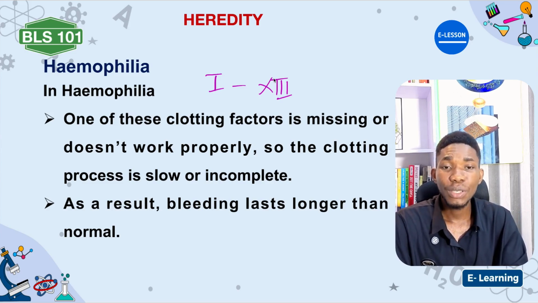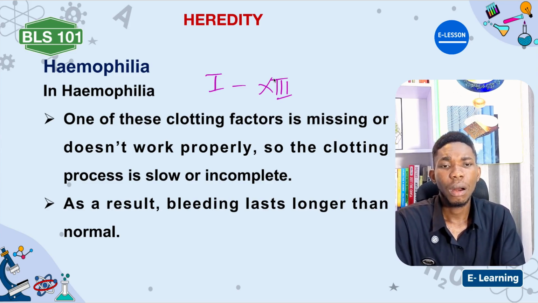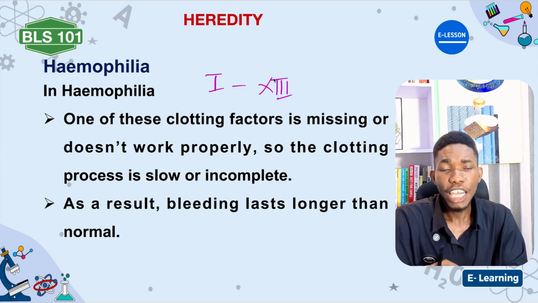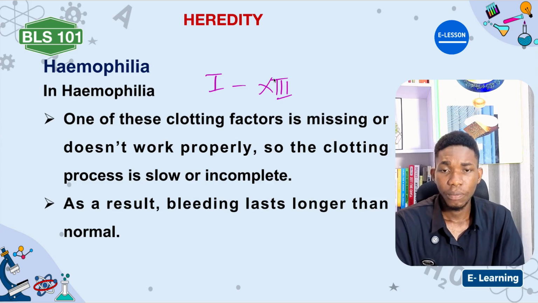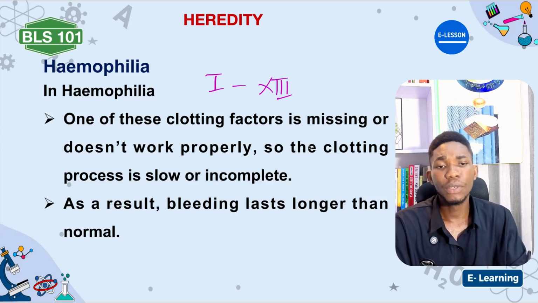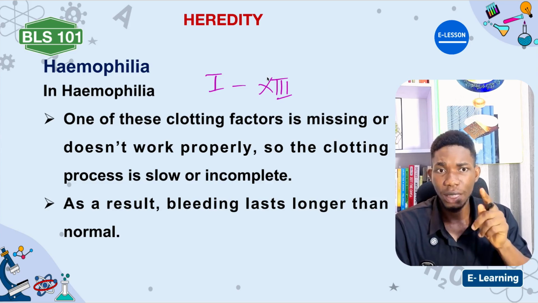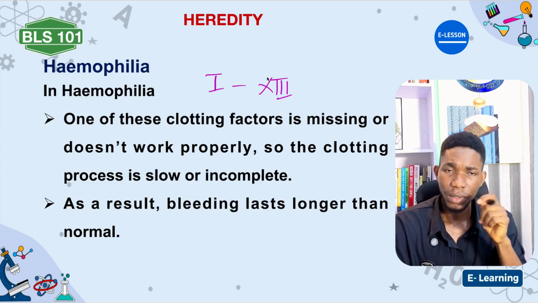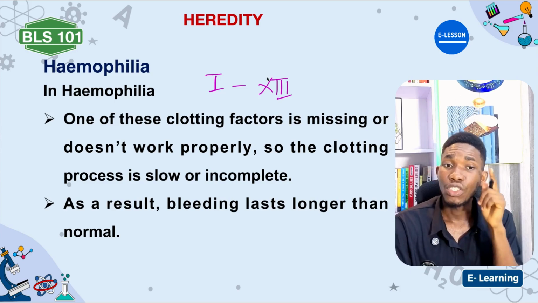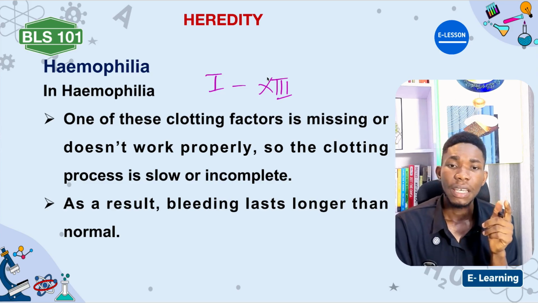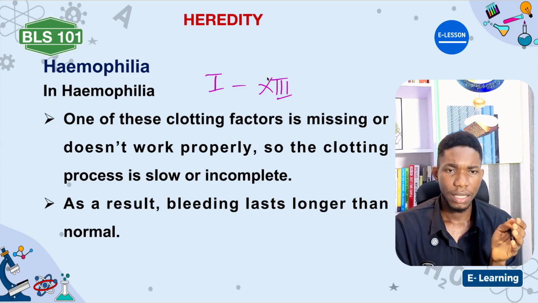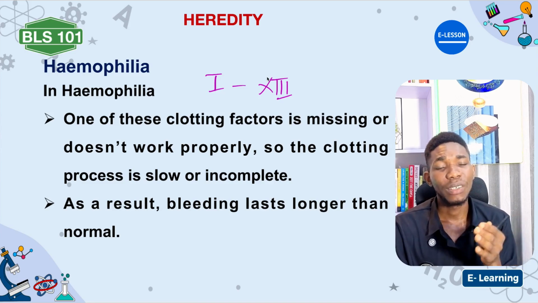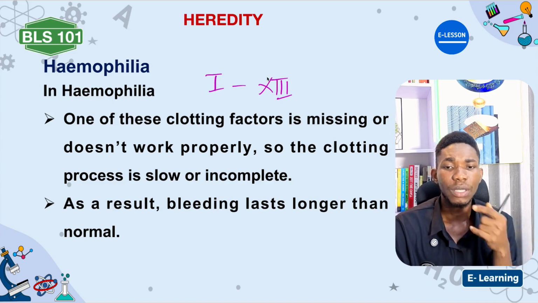When you have a wound, you discover that after some time you see a crust on top of that wound trying to heal. That crust is what is preventing bleeding. Immediately you remove that, you start bleeding again. Are you getting it? That is what we call the clot. So if one of these clotting factors, which are proteins, is having an issue, that means maybe it is not working properly. The clotting process is slow or incomplete. Are you getting it? One cannot substitute for another because they work hand in hand with each other.